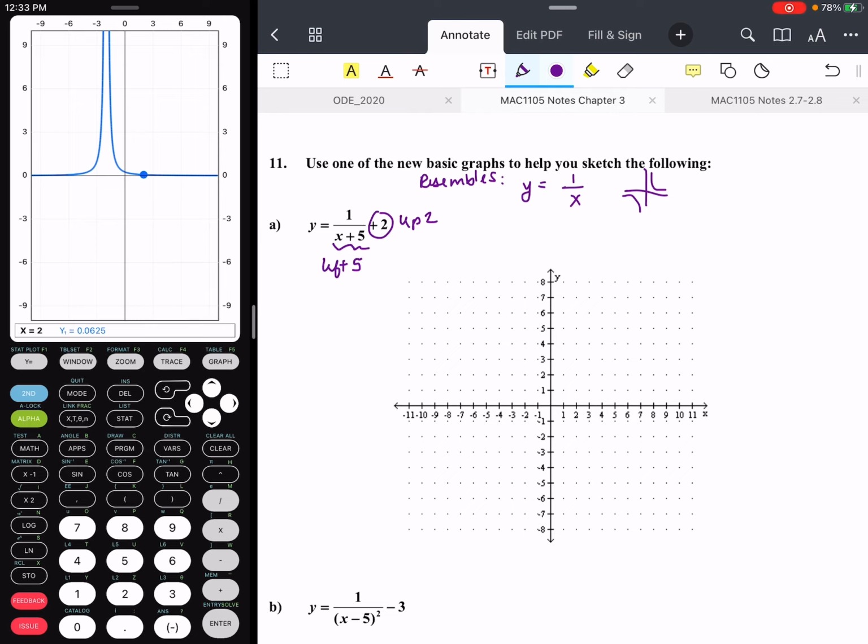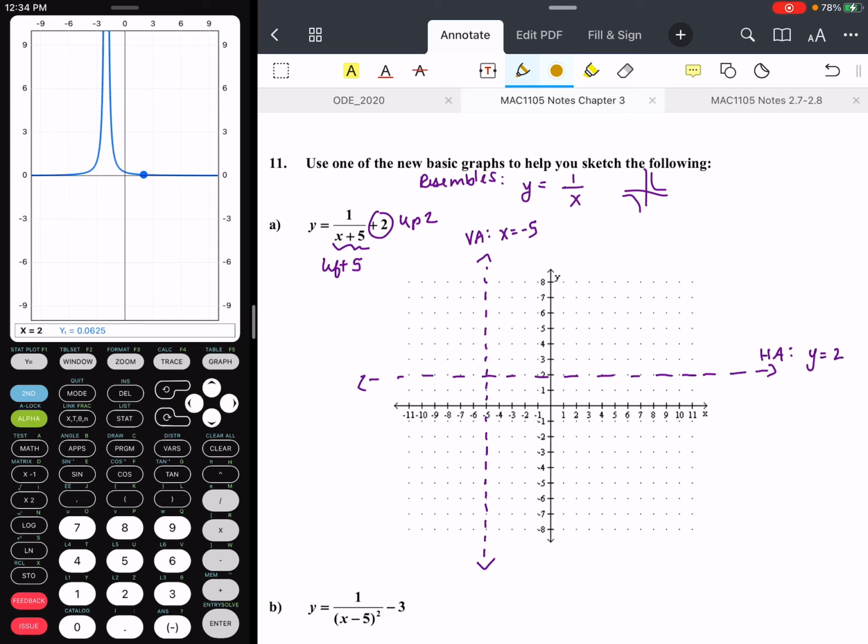So first I'm going to sketch my vertical asymptotes. So now my vertical asymptote is going to be at x equals -5. So my vertical asymptote is at x equals -5, moving me to the left 5. My horizontal asymptote will now be at y equals 2. So HA, horizontal asymptote, y equals 2. All right, so -5, 2 is kind of acting as my new origin.